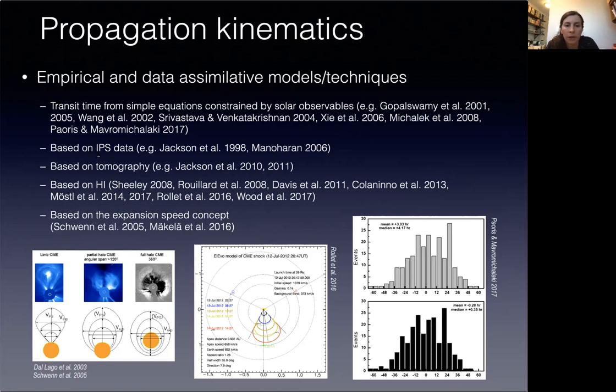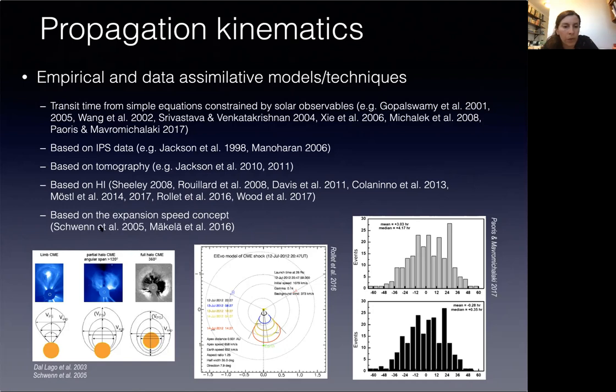Those based on interplanetary scintillation data, like the ones from Jackson et al. and Manoharan et al. Those based on tomography, in particular applied on SMEI data. These are also works by Jackson and collaborators. Based on the heliospheric imagers, like those from Tappin, Howard, Davies, Colaninno et al., Mostl et al., Rollett et al., and Good et al. Here are some of these examples.